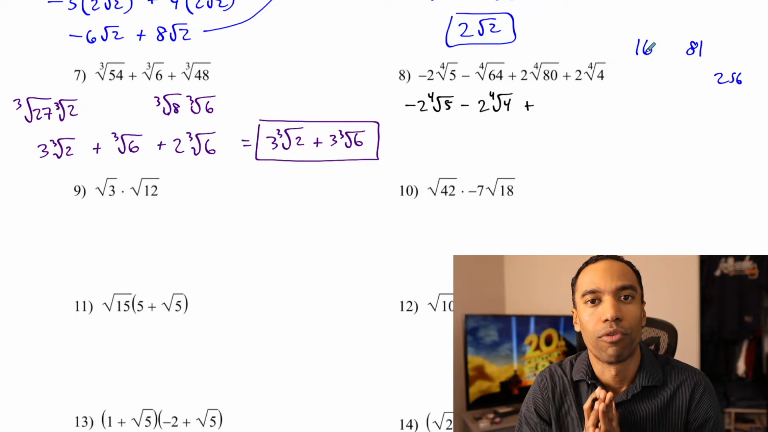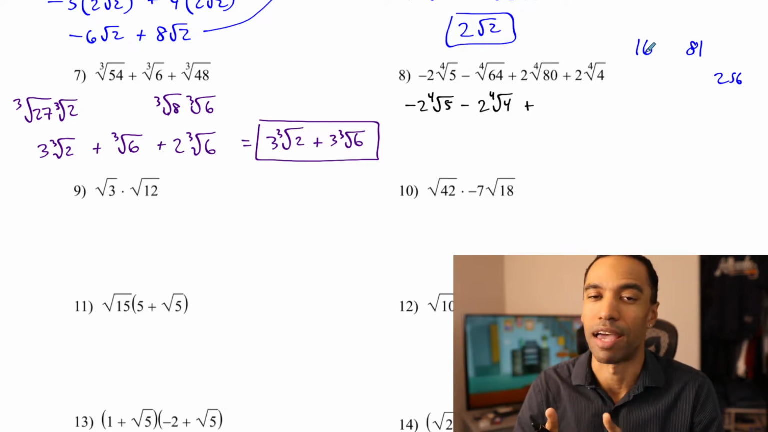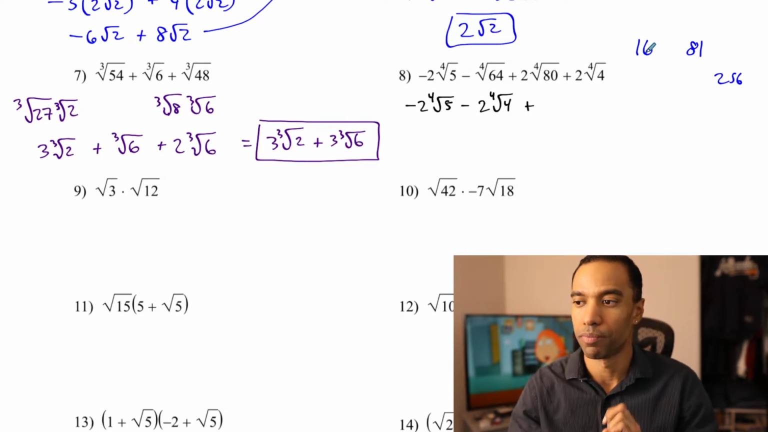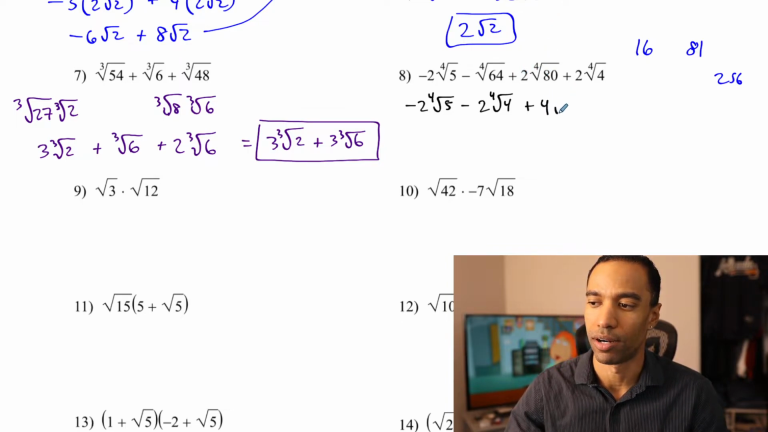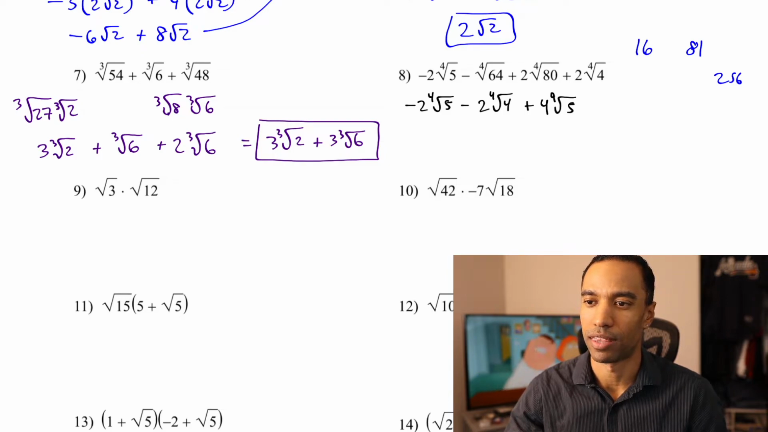Okay, 4th root of 80. So 16 times 5. The 4th root of 16 is 2, and 2 times that 2 is 4. 4 times the 4th root of 5 right there.